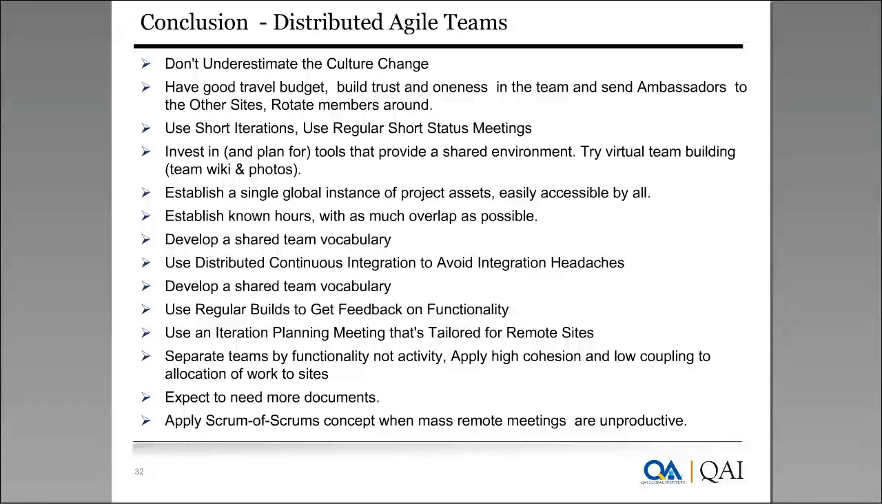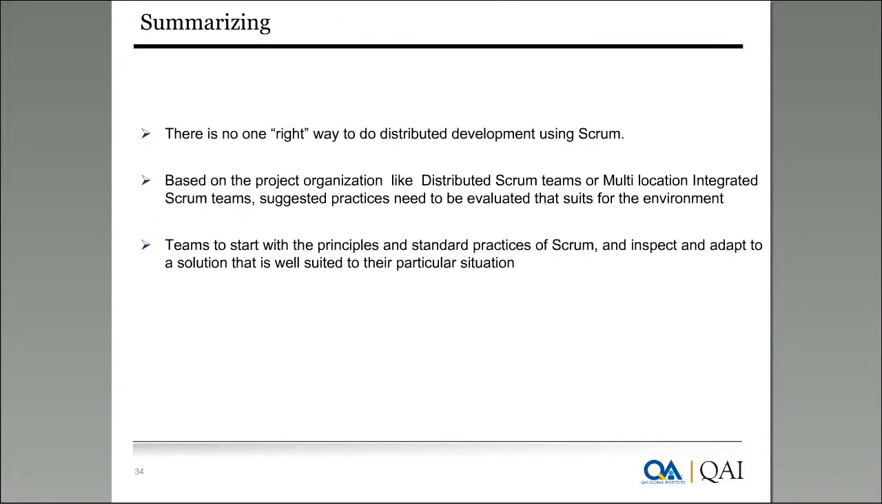Definitely expect to need more documentation compared to co-located agile teams, and the Scrum of Scrums concept needs to be effectively implemented, especially when the teams are distributed. These are all the points that we need to ensure. And as a summary, there is no one right way to do distributed development using agile or Scrum. Based on the project organization, like a distributed Scrum team or a multi-location integrated team, these practices need to be evaluated and chosen based on what suits the particular environment, right? The team needs to ensure that the principles and standard practices of Scrum are not compromised at all. That is what I would like to summarize, and with that I would like to close my presentation.